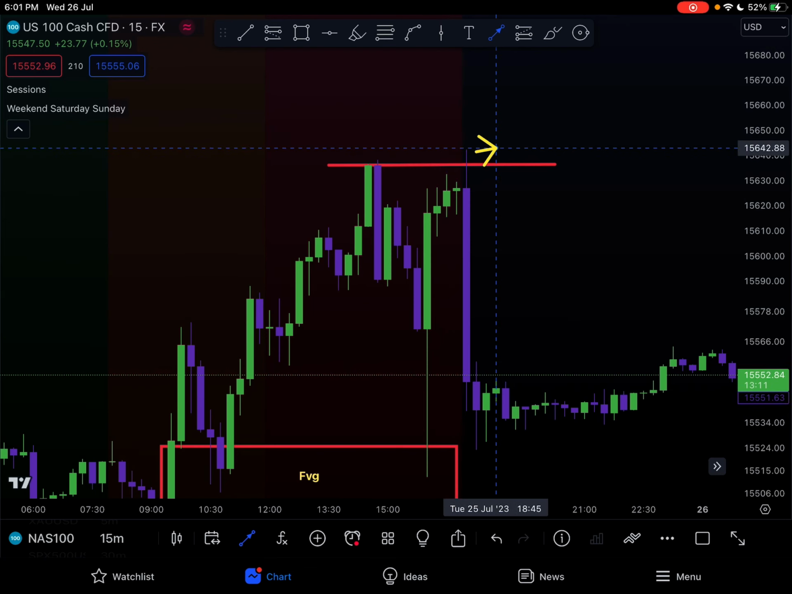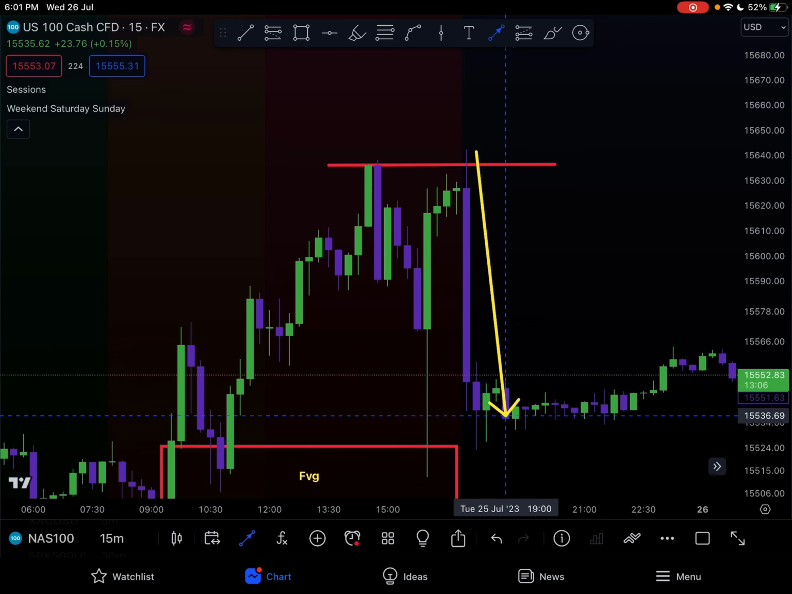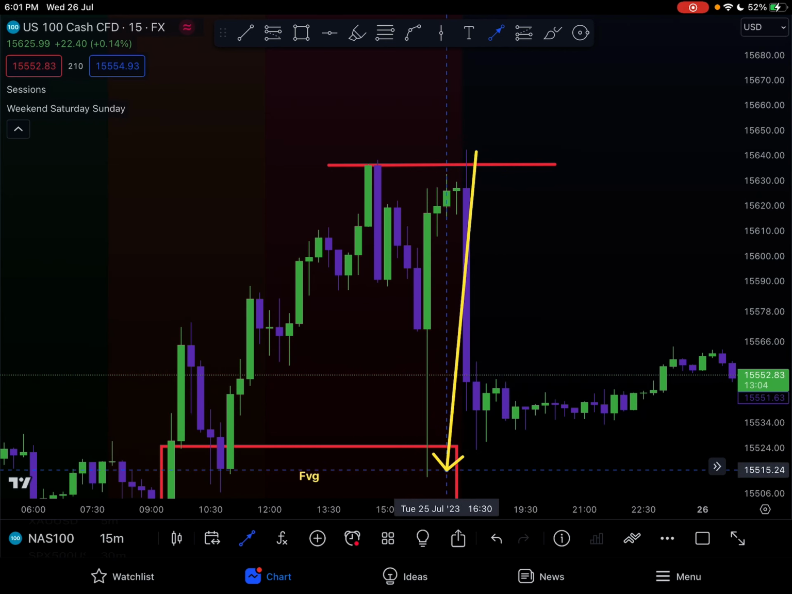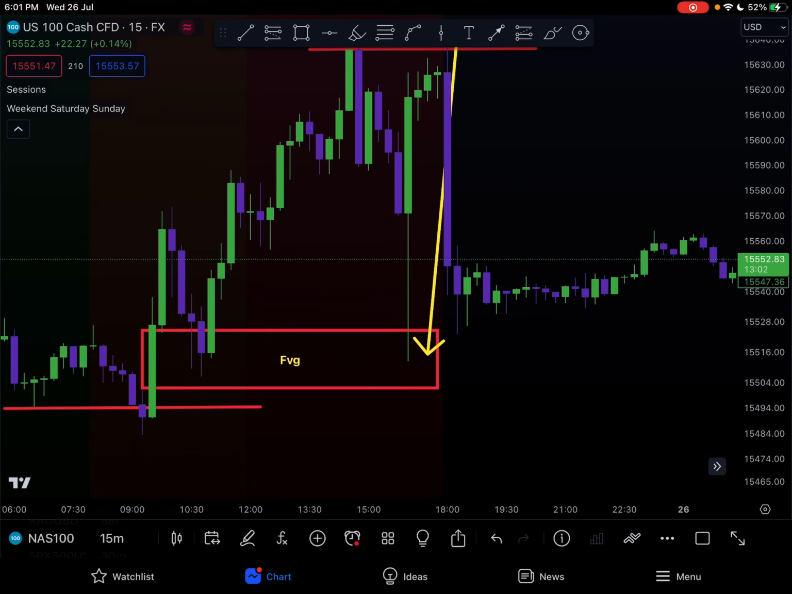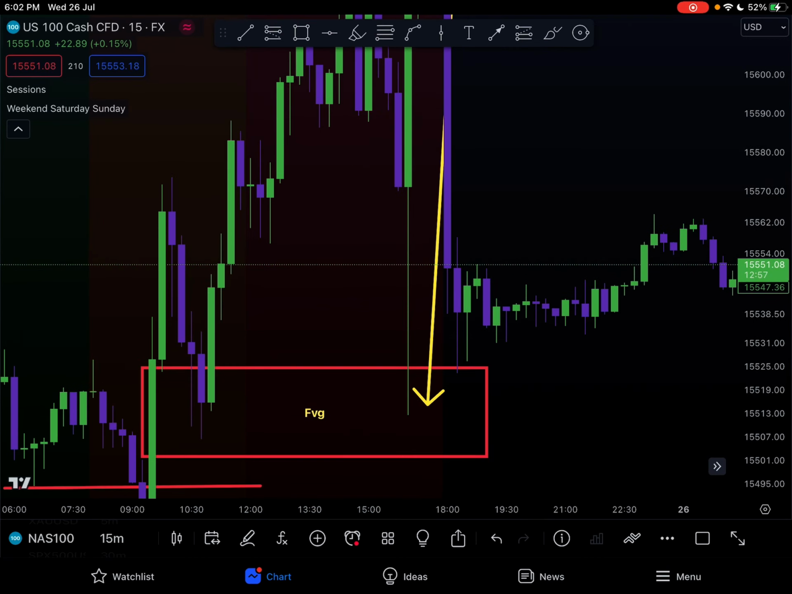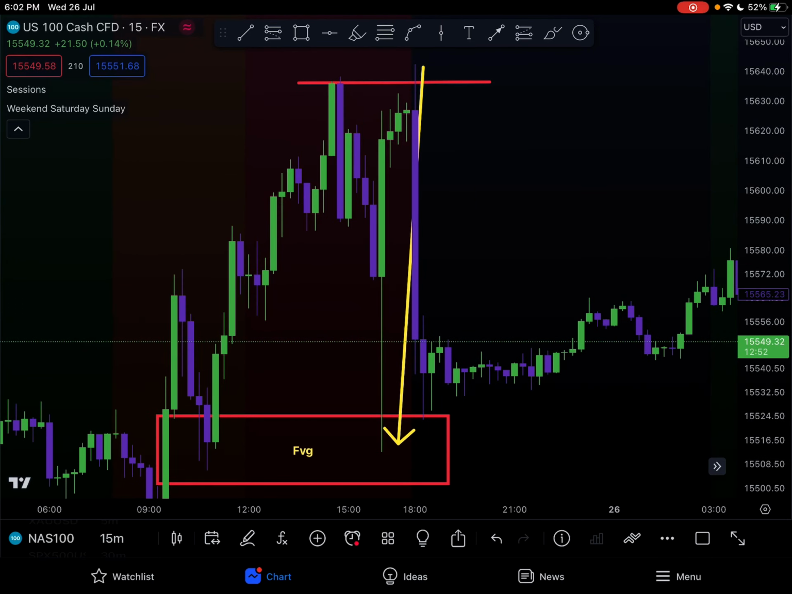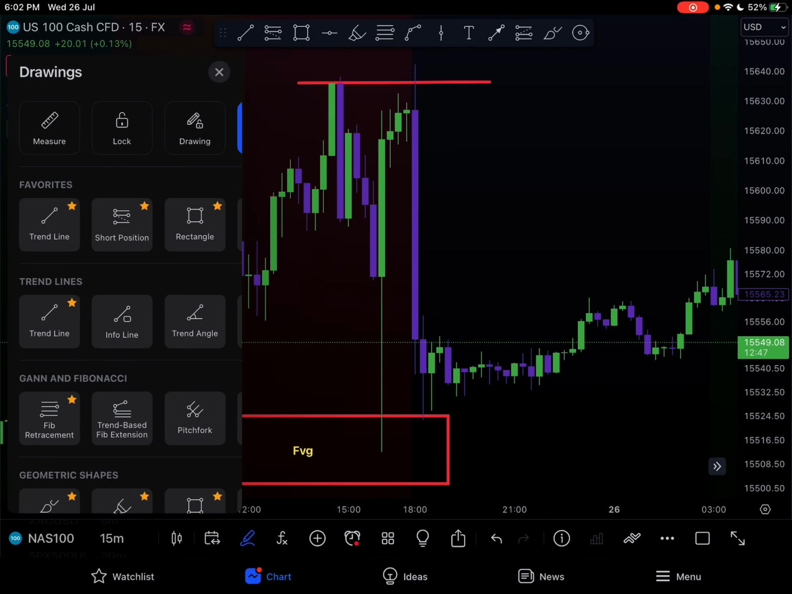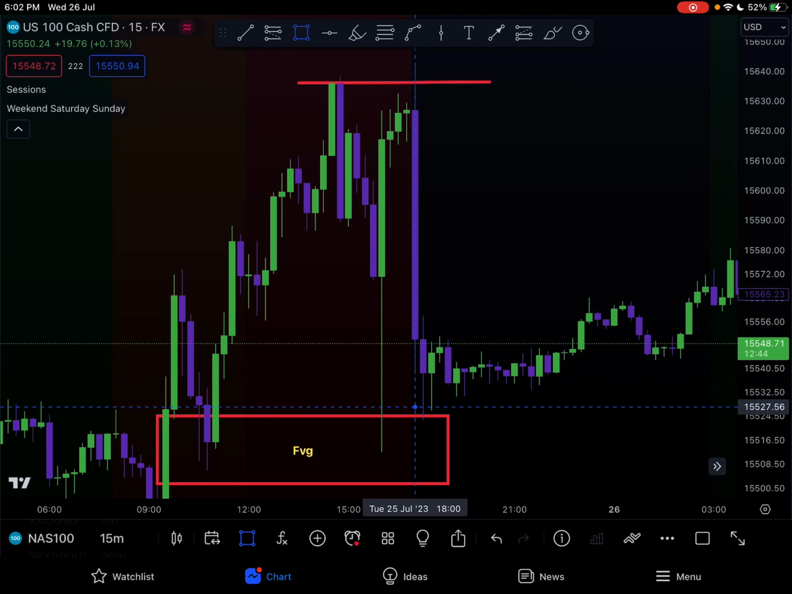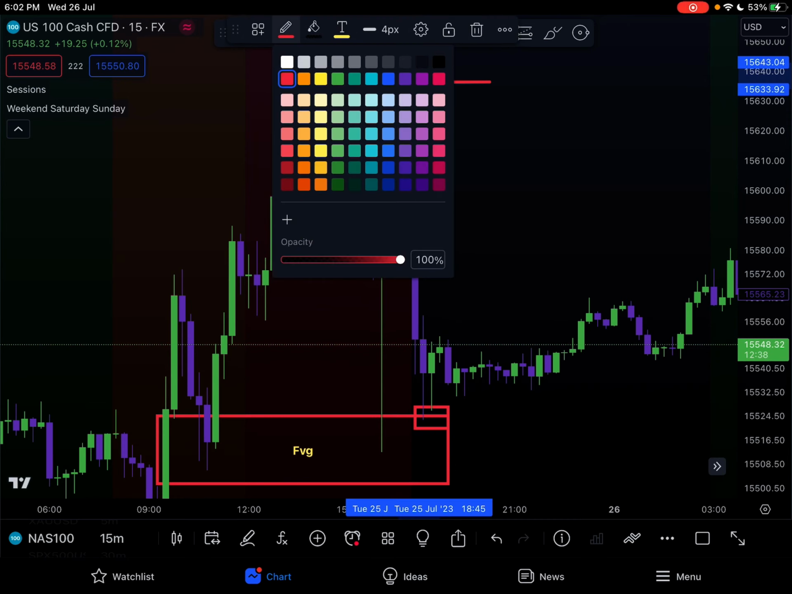So where is this thing supposed to go? Right back to this imbalance. And that perfectly happens, right? To the point where it's so accurate. This is why you want to take profit right when you get to certain targets. Look at that. Right from this target here.